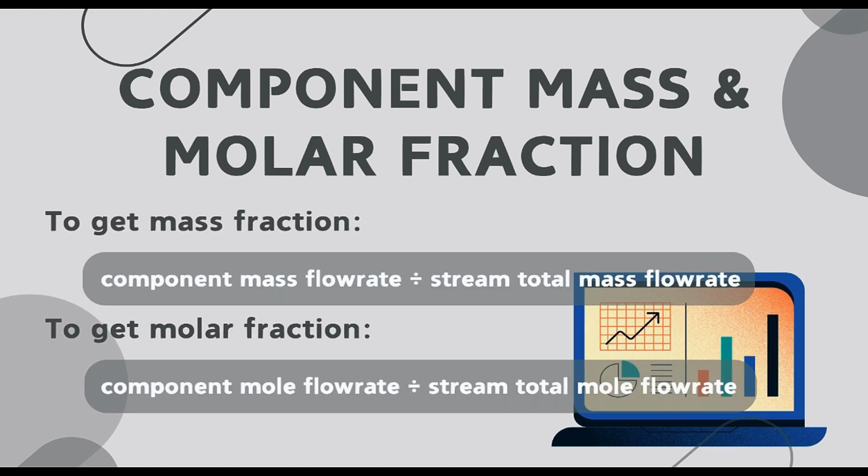First, let's discuss component mass and molar fractions. These are essential in determining the composition of different components in the stream. To calculate the mass fraction, we divide the component's mass flow rate by the total mass flow rate of the stream.